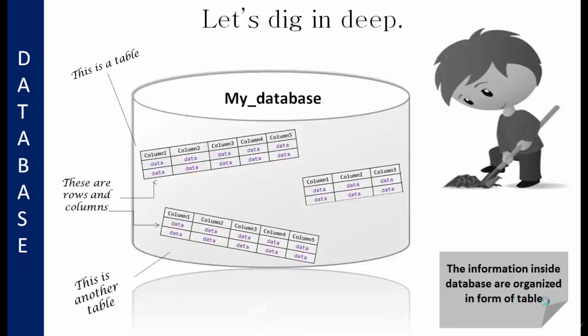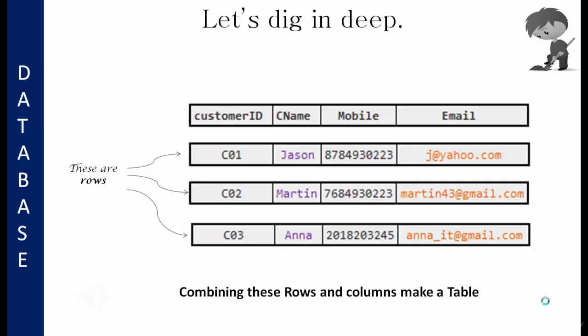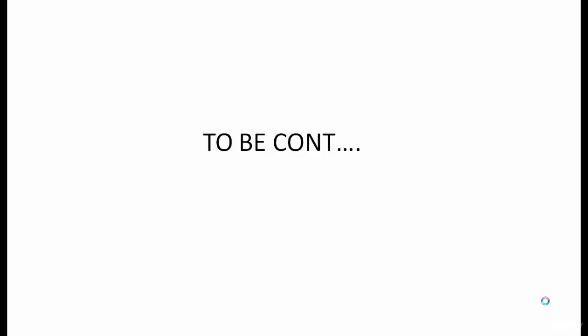So a database contains one or more tables, and a table lives inside your database and organizes your data in the form of rows and columns. These are rows and these are columns. Combining these rows and columns makes a table. So with that, let's move to our new chapter, which talks about creating a database and configuring a table using SQL statements.